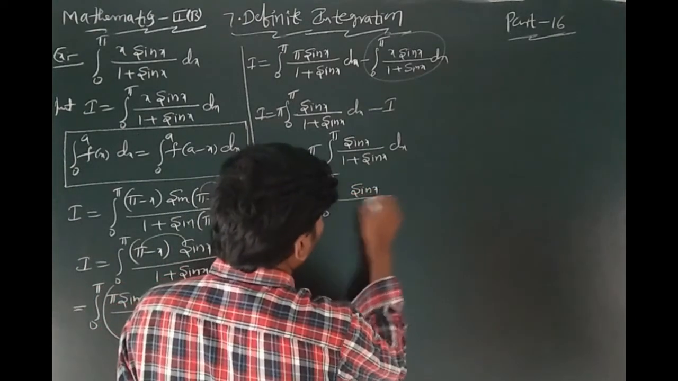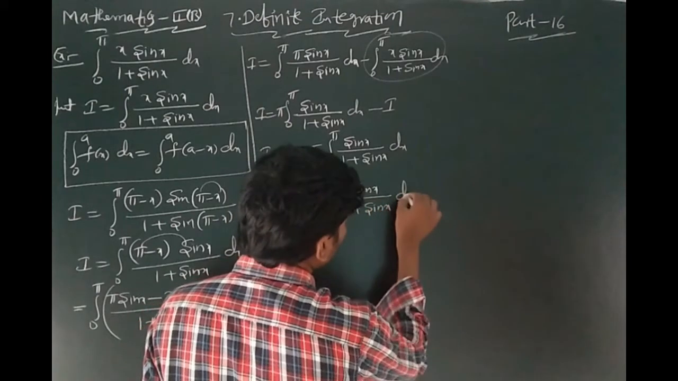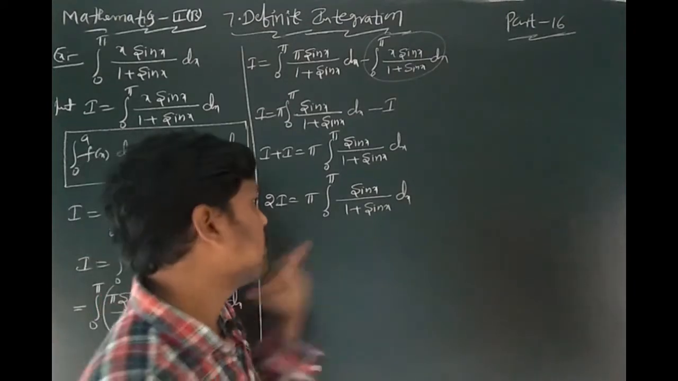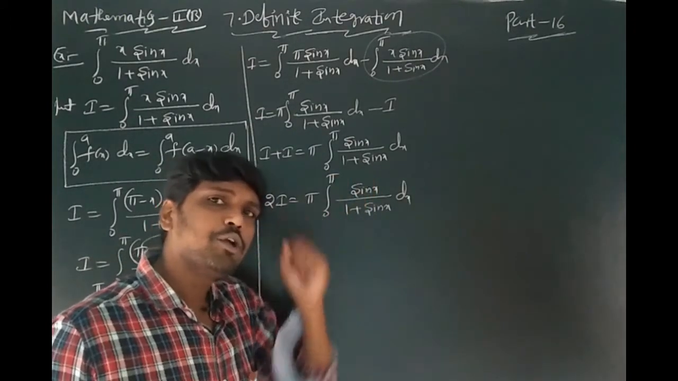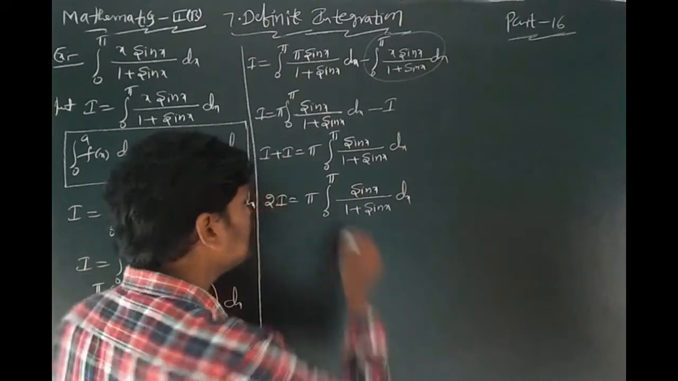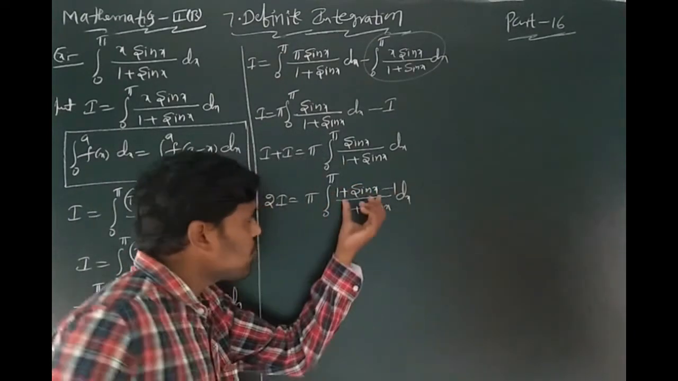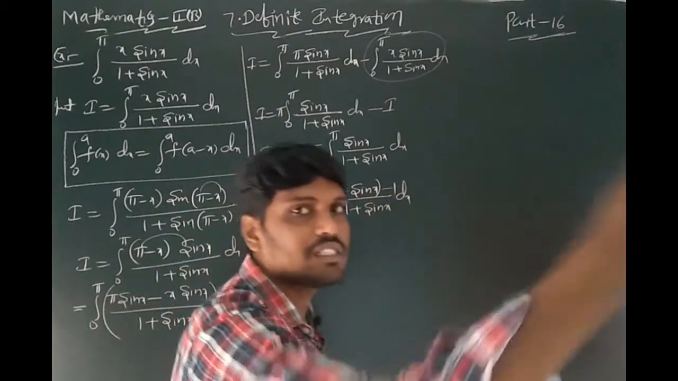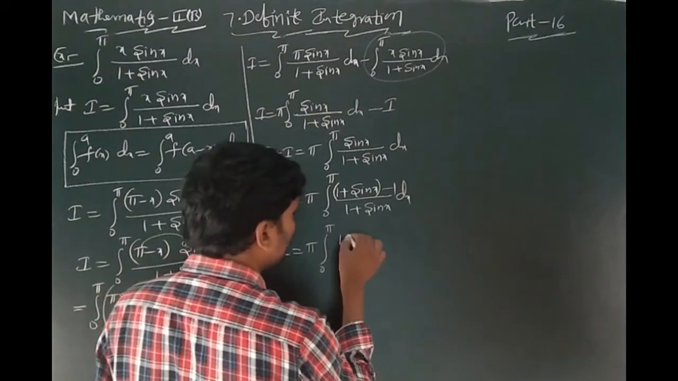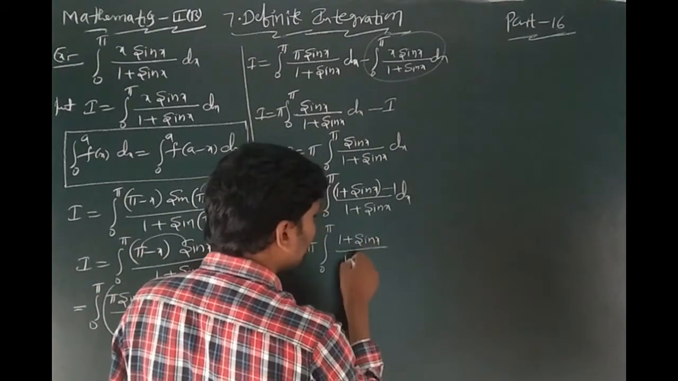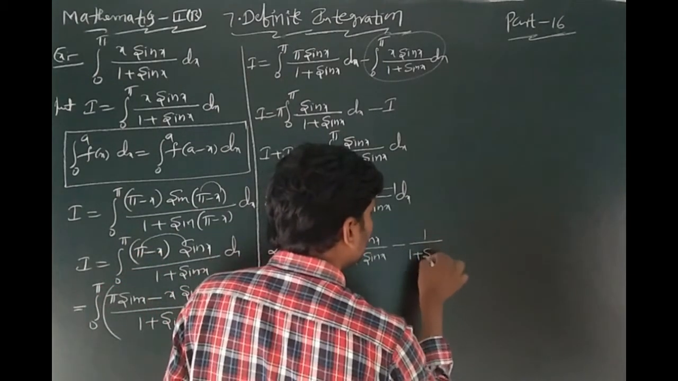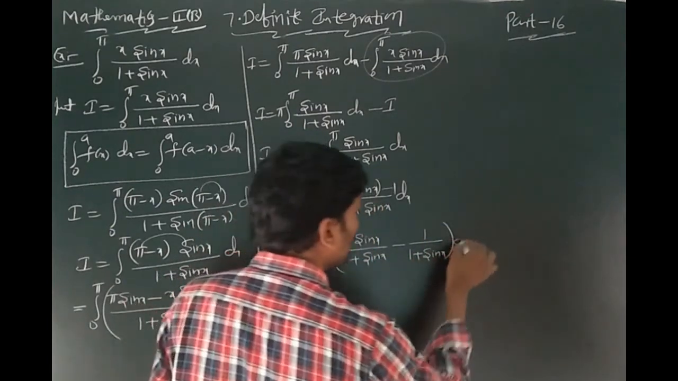Sin x by 1 plus sin x. You can integrate this function by using any one method. Here the numerator is only sin x, while the denominator is 1 plus sin x. You can add and subtract 1 in the numerator, so you get 1 plus sin x as one term and minus 1 as another term. That's why you can write 2I equals pi into integral 0 to pi of (1 plus sin x by 1 plus sin x) as the first term, minus 1 by 1 plus sin x as the second term, whole dx.